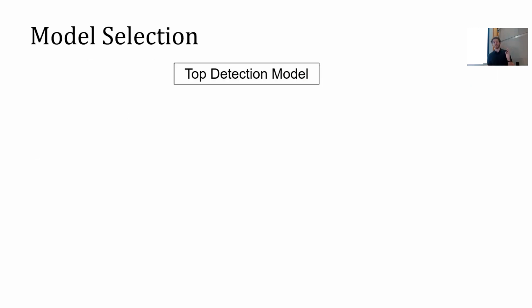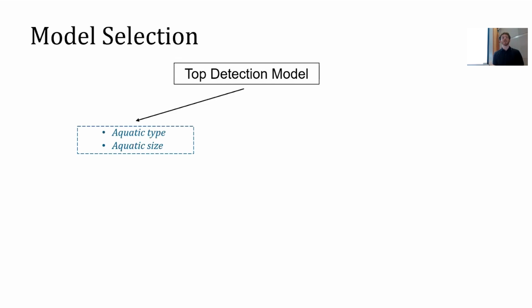So to actually address this possible difference between aquatic and terrestrial factors, I performed a model selection. So first, I started off by determining my top detection model for each species. And then I considered just my aquatic covariates, which were the aquatic type and size of each of those water bodies. I considered different additive effects and interactive effects to then determine my top aquatic model.